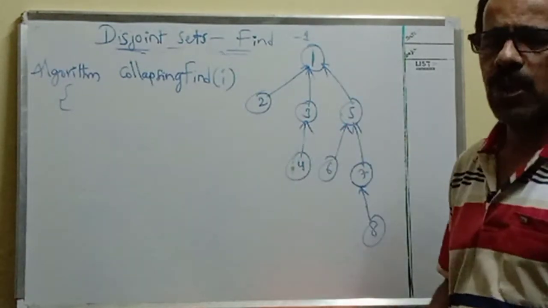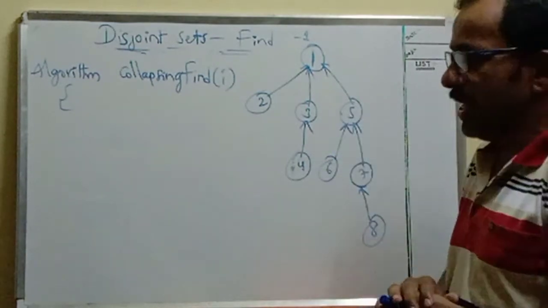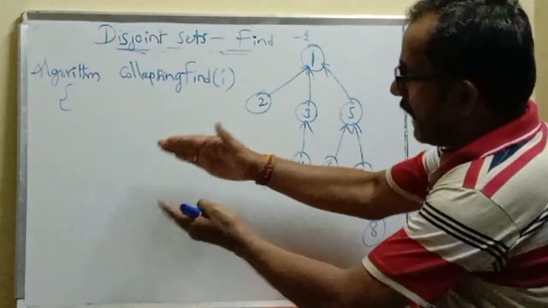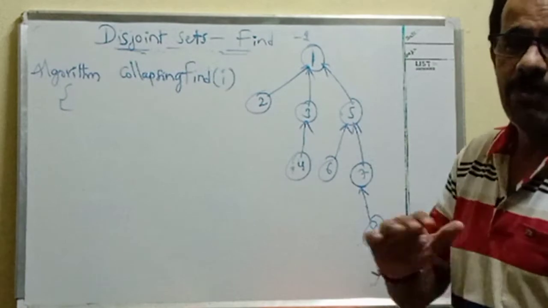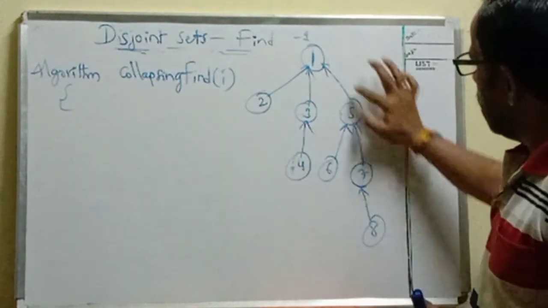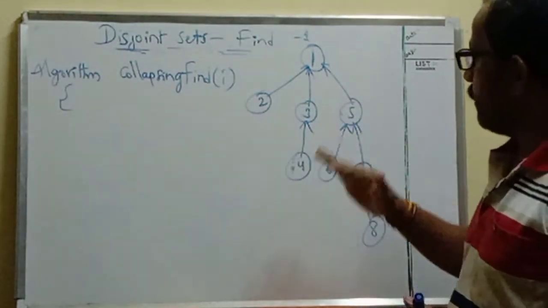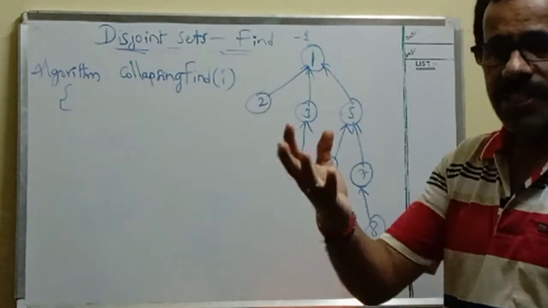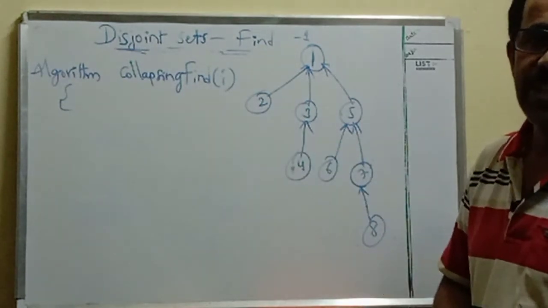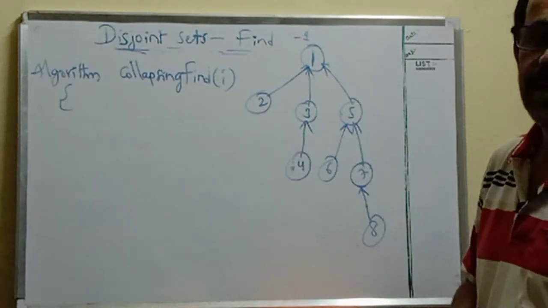Until reaching the root node the first time, it is like find only. But after that, once the root node is reached, we are internally including the collapsing procedure. The collapsing procedure is used for attaching 8 directly to 1, and attaching 7 directly to 1. So next time, if find of 8 is required, within one step we can reach 8, because the level between 1 and 8 is only 1.